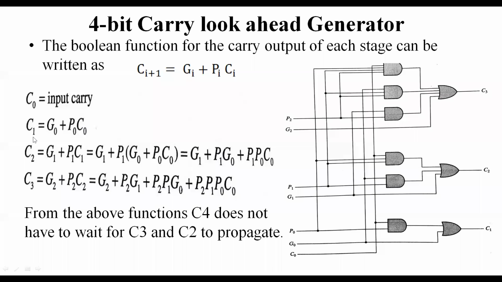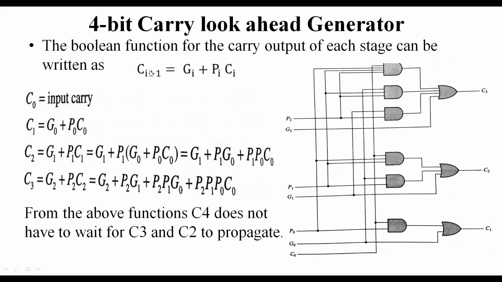When does C1 come? For C1, in this equation, considering i equals 0, Gi equals G0, Pi equals P0, Ci equals C0, that is G0 plus P0 plus C0. I am writing the first stage carry directly as a combinational logic or Boolean function. Similarly, I am writing C2 now.